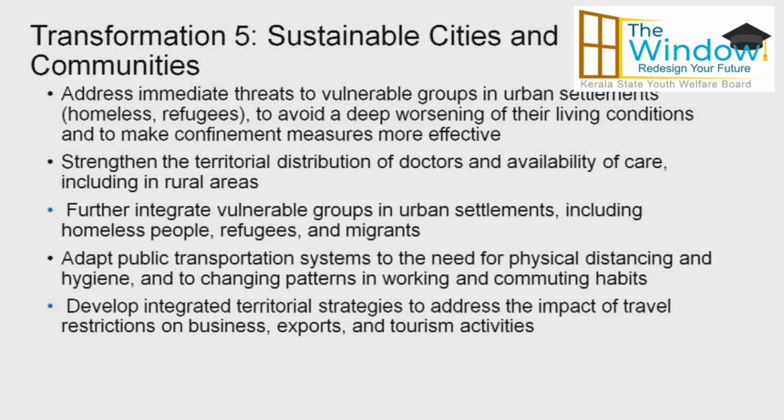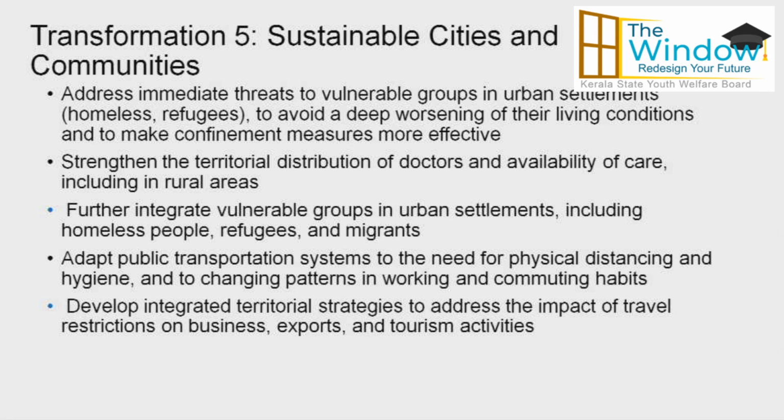Transformation 5 is related to sustainable cities and communities. In this case, the major decision making aspects are to address the threats to vulnerable groups in urban settlements, that is homeless people and refugees, to avoid deep worsening of their living conditions and to make confinement measures more effective. Strengthen the territorial distribution of doctors and availability of care, including in rural areas. Further integrate vulnerable groups in urban settlements, including homeless people, refugees and migrants.